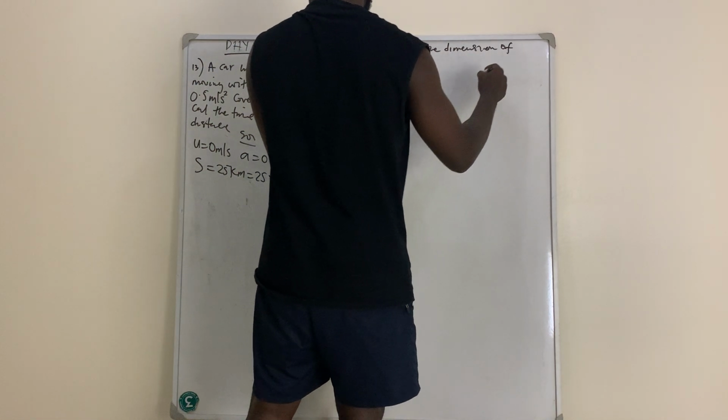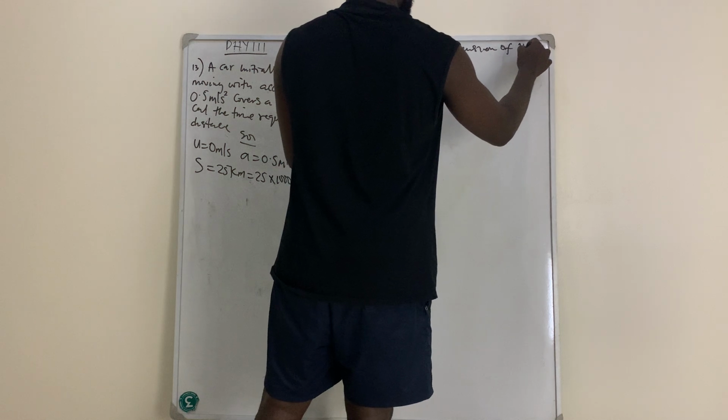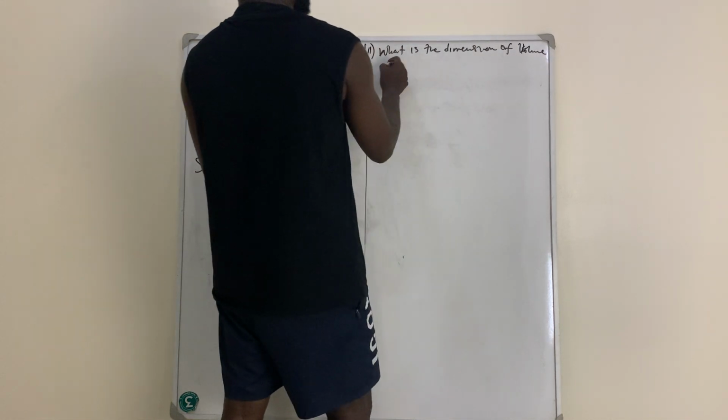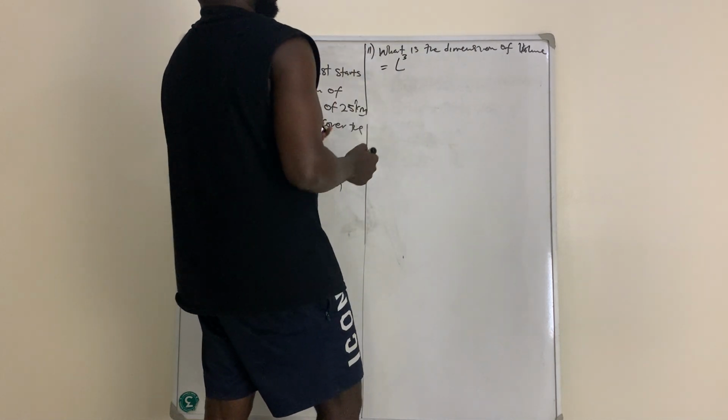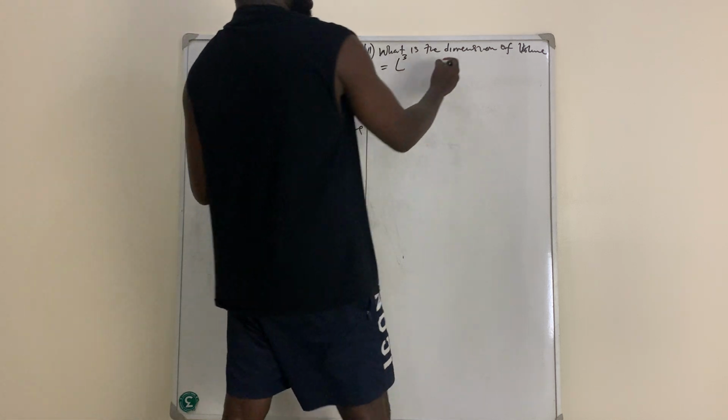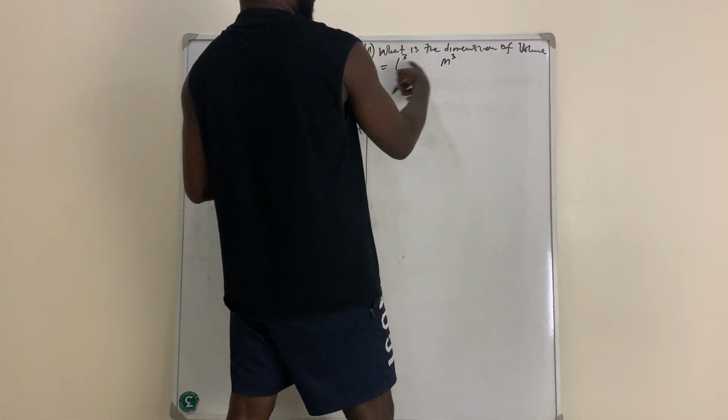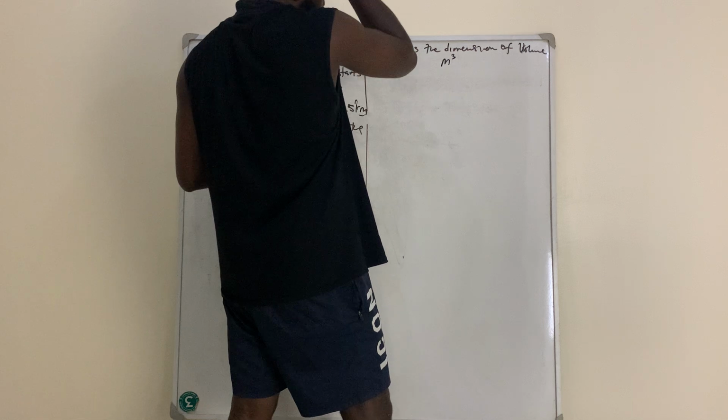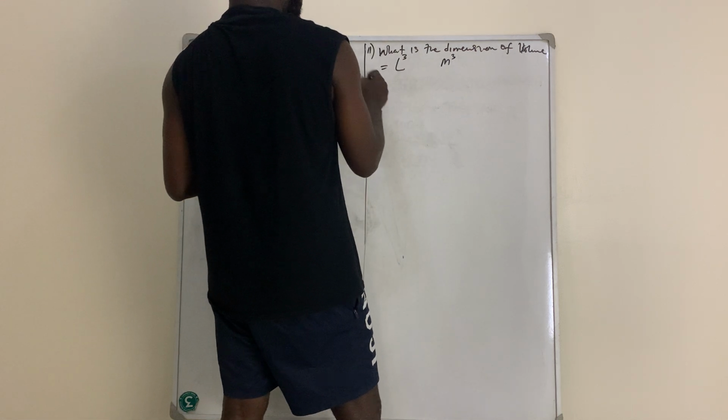Dimension of volume? Okay, the dimension of volume is simply L raised to power 3 because the volume is measured in meter cube. Since it's measured in meter cube, it's only length that can give us meter. So the dimension of volume is meter cube.